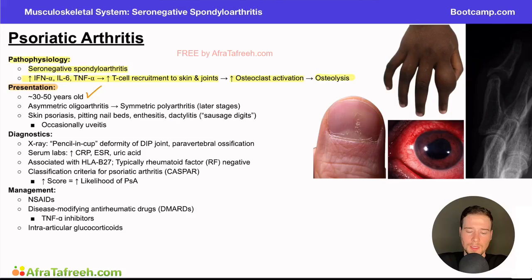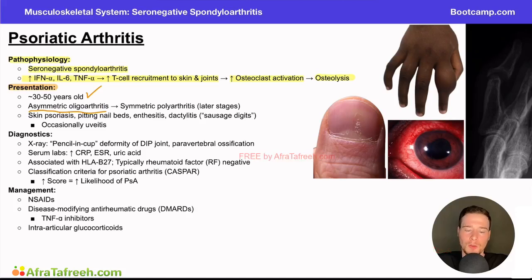We also need to know that this often starts out as an asymmetric oligoarthritis. Remember in the overview video, I said a lot of these start out this way. It's asymmetric. So it might have one knee affected, but not the other. It might have one hand affected, but not the other. And it's an oligoarthritis. There's typically multiple joints that are affected. We compare this to something like a monoarthritis where only a singular or one joint is affected.